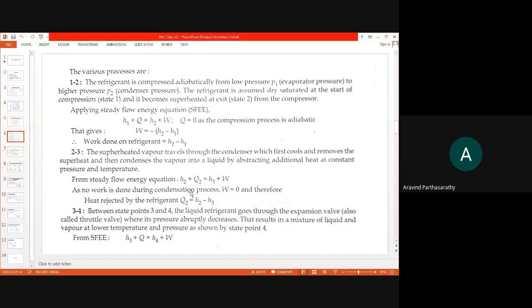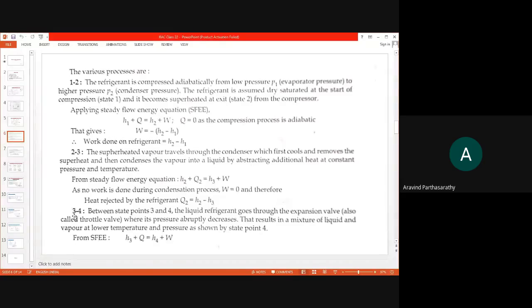So again we are applying the negative. So what happens? It becomes H2 minus H3. Usually the formula was H3 minus H2, but when heat is rejected, it becomes negative. So minus of minus, that becomes H2 minus H3, reversed.